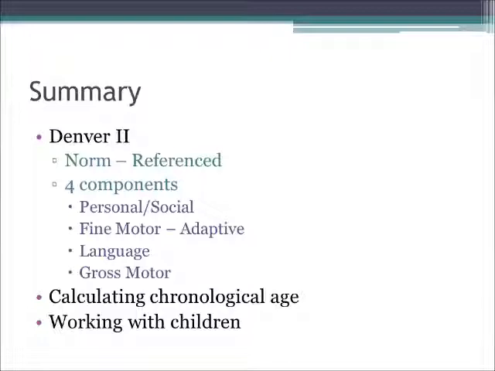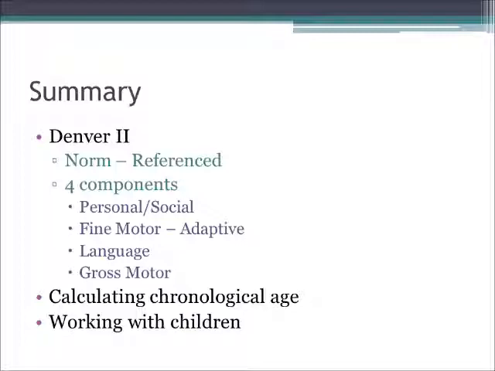In this video, we learned about the Denver 2, a pediatric screening test. We learned that this test can be given to children ages birth to 6 years old, and that there are 4 components. We also learned how to calculate chronological age. Remember that the Denver 2 is a norm reference test, so it can help us determine if a child does or doesn't have a developmental delay.